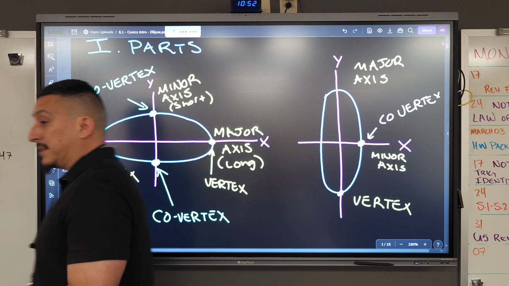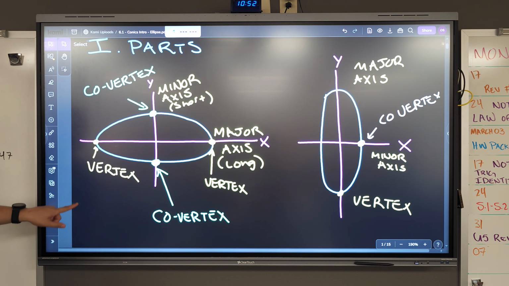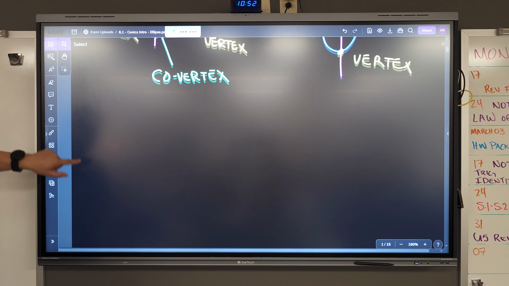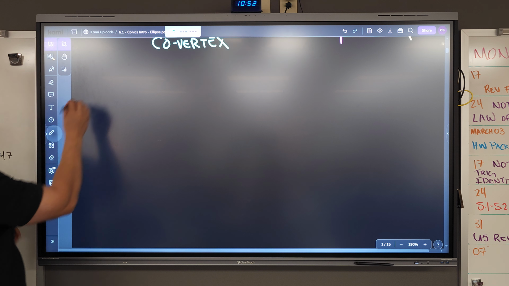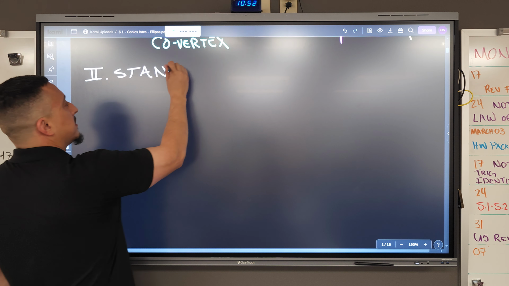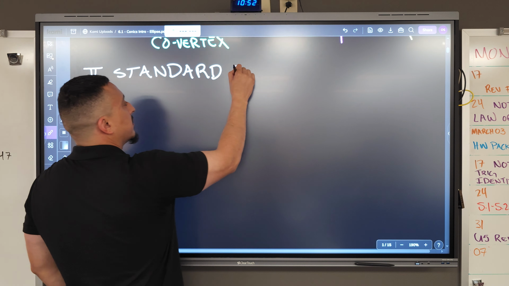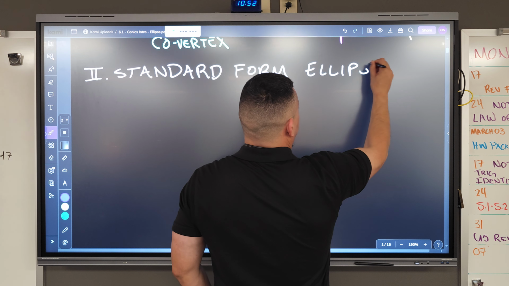Please let me know if something doesn't make sense to you. Are we good so far? There's more parts, but if I put them on there, it gets too squished, so I'm going to scroll down. So we have these two. Actually, let's jump to the formula, and then we'll add the other parts. So part 2. It's called the standard form for an ellipse.